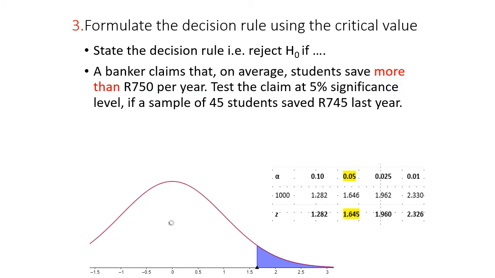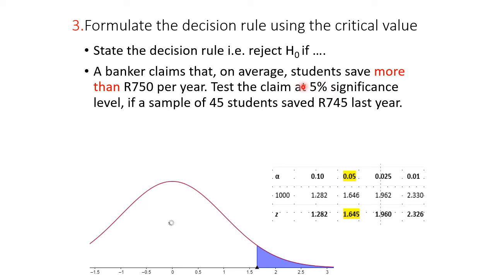Now, let's look at this question. When we look at the question, it says, a banker claims that on average students save more than 750 per year. Test the claim at 5% significance level. If a sample of 45 students saved 745 per year.